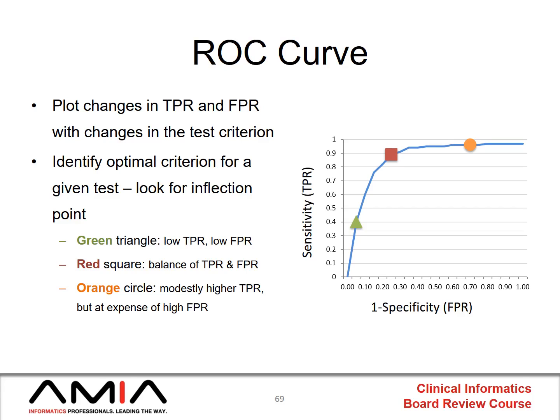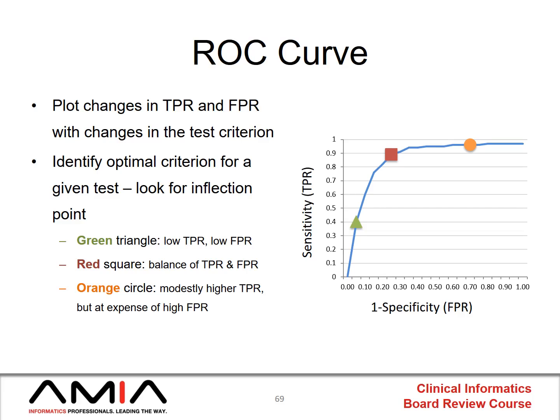I could make my test more sensitive, but then I'm running into only marginal gains, where now my false positive rate is much higher. Conversely, if I change the criterion to try to minimize my false positive rate, I would do so at the expense of my sensitivity. My sensitivity would go down to 40% if I got to a false positive rate of about 5%.